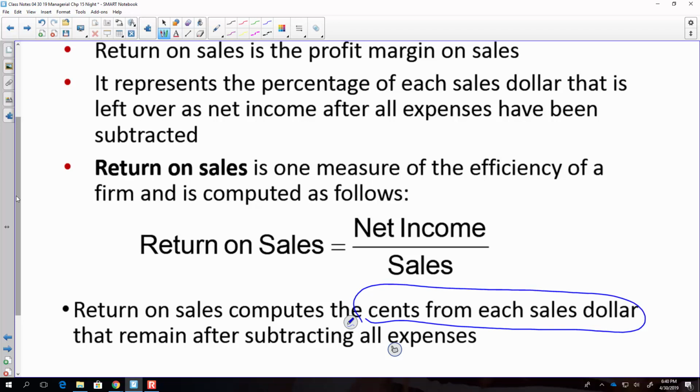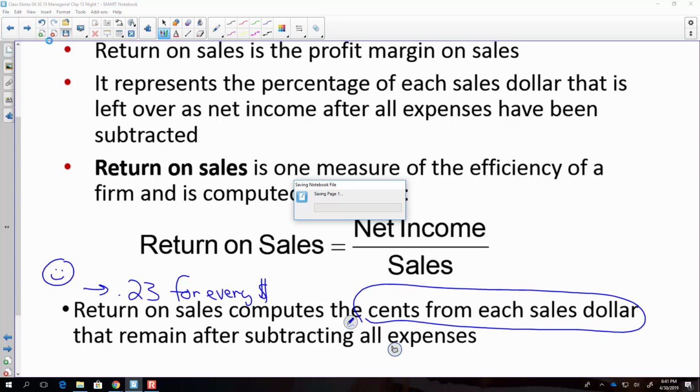In Apple's case, it was 23 cents for every dollar. And they have a lot of sales dollars. I'd be really, really happy with that. That's my happy emoji. I'd be so lucky to be there, playing with that money.